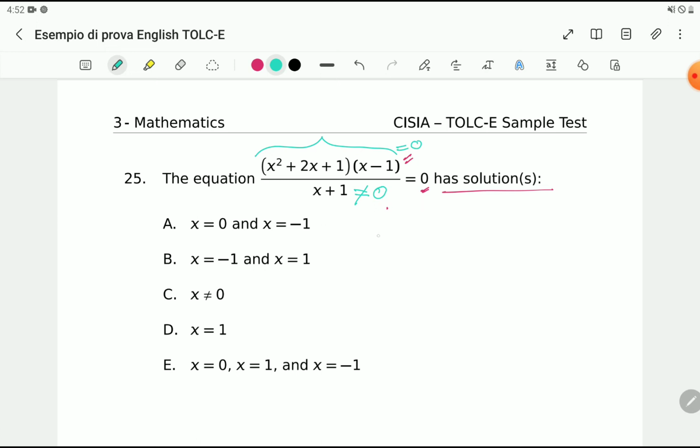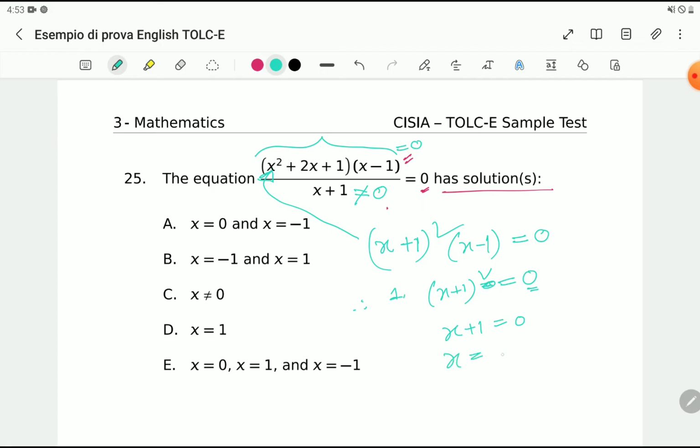For the numerator, we can write x plus 1 whole square, because we know the formula, right? x square plus twice x plus 1 equals x plus 1 whole square. Times x minus 1 equals 0. So separately, we can write number 1: x plus 1 whole square equals 0. That means this square term we can just omit because it is 0, so we can write x plus 1 equals 0, so x equals minus 1.